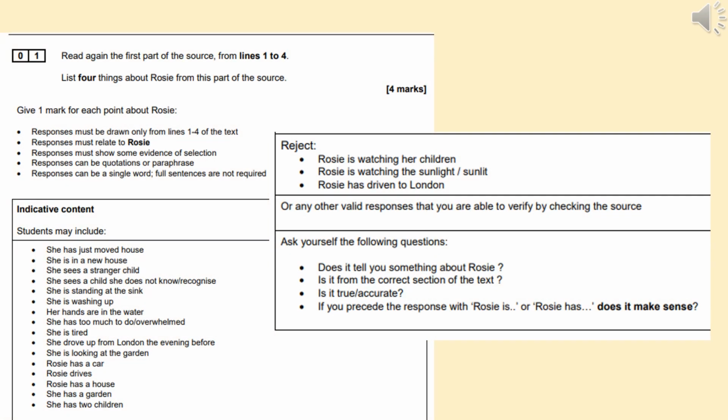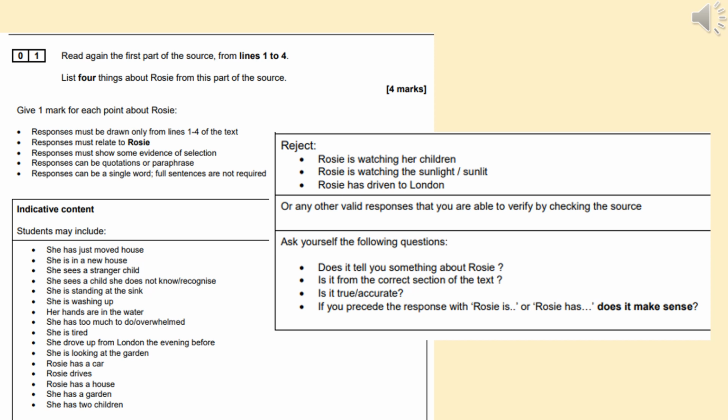Question 1. Read again the first part of the source from lines 1 to 4 and list 4 things about Rosie from this part of the source, 4 marks. So you get 1 mark for each answer, and you must draw your answers only from the lines that they tell you, 1 to 4.